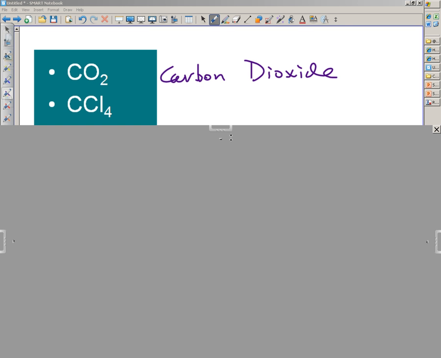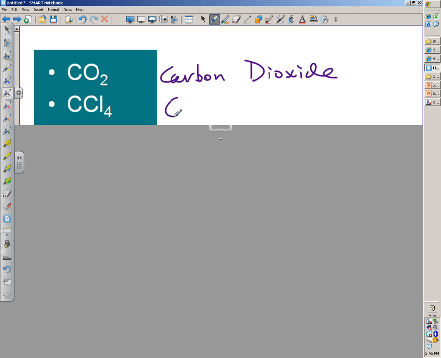Next, so what are the two elements that form this compound? Carbon and chlorine. How many carbons? One. Just one. How many chlorines? Four. So we use the mono for one, but because it's at the beginning, we don't write it. So carbon, and then what's the prefix that indicates four? Tetra. So carbon tetrachloride. Okay. Good there?